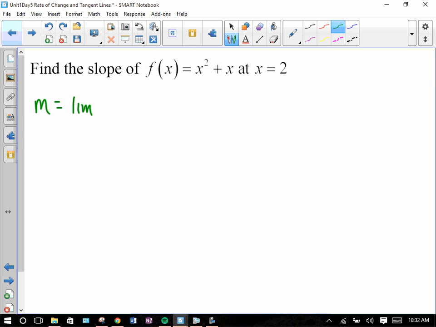Okay, the slope is equal to the limit as h approaches 0 of f of, a is our point. So what point are we looking at? It's going to be 2 plus h minus f of a, which is 2, divided by h. Okay, so now here's the thing. This takes some math, and I'm going to preface it with this: you guys do the hard work now. I'm going to show you a shortcut on how to do this in a couple days.